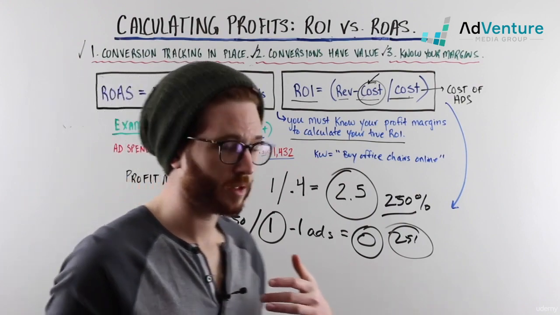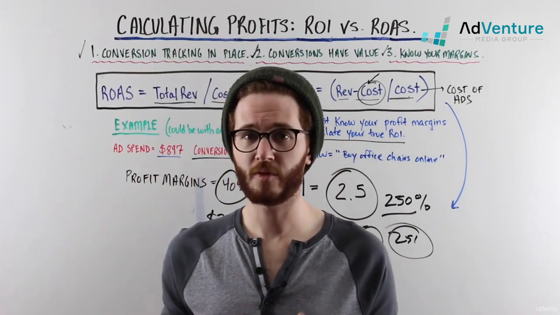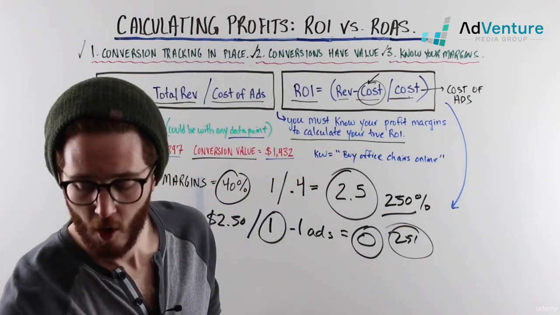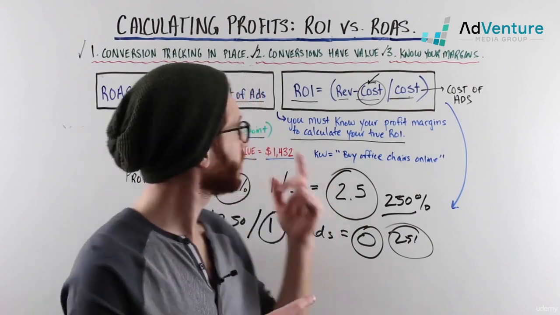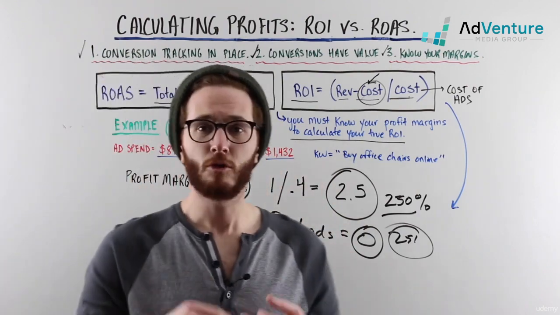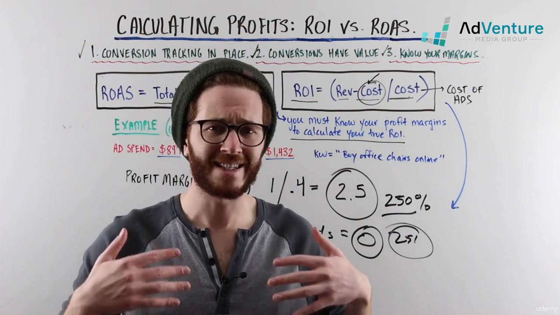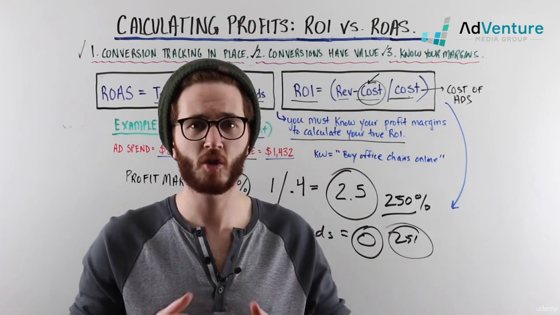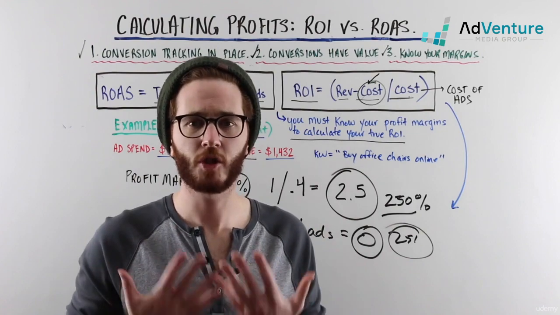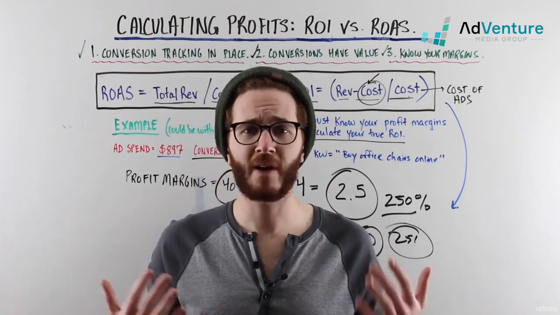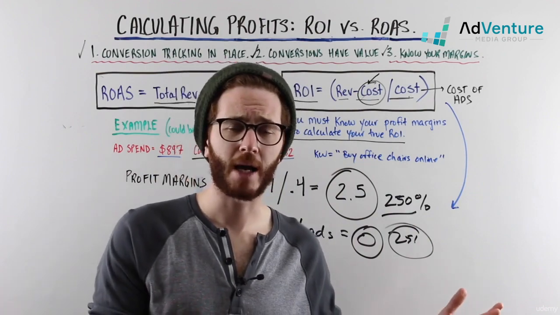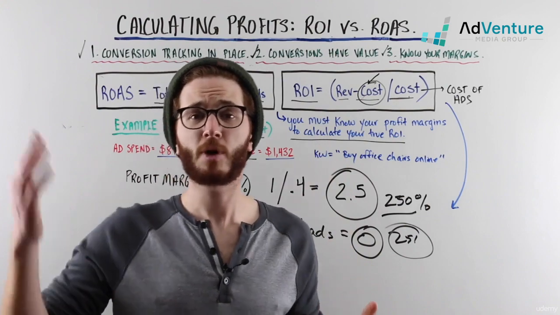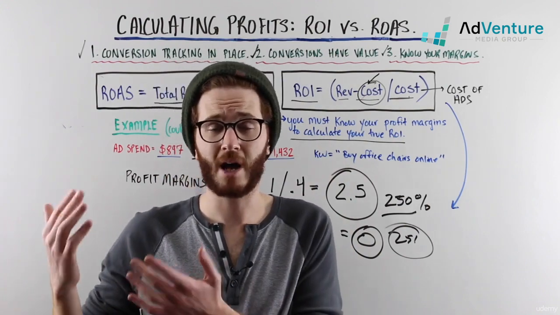So this introduction to ROI and ROAS is crucial to help you start understanding how to calculate your profits. Once you're tracking conversions and you have your conversion values in place and you know your margins, you could really intelligently calculate how successful your AdWords campaigns are. And this is when you really begin to get a sense of how you're doing and where you could improve in the account. You'll be able to find certain keywords have a really low ROI. Certain keywords have a really good ROI, even though the costs per click might be much, much more expensive for the higher ROI keywords.